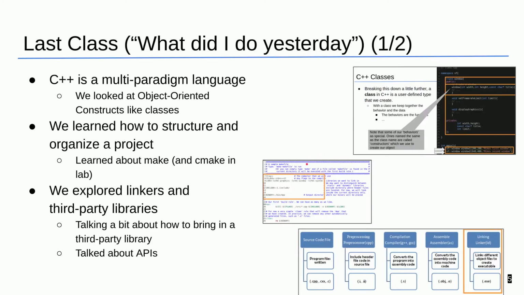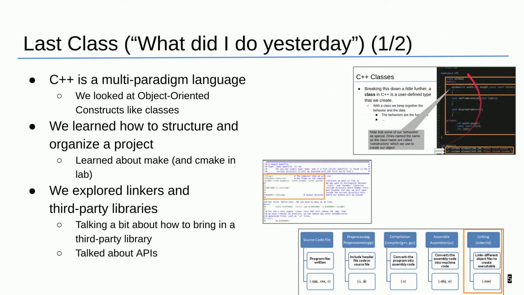Okay, so we are recording. Last class, just to review what we worked on, is that C++ is a multi-paradigm language. So we talked about one of those paradigms, which is object-oriented programming, using things like classes to structure our programs into different sort of user-defined types that have behaviors and data tied together.